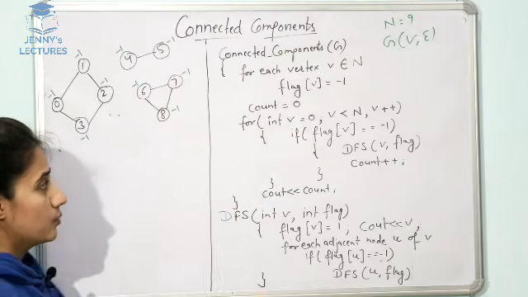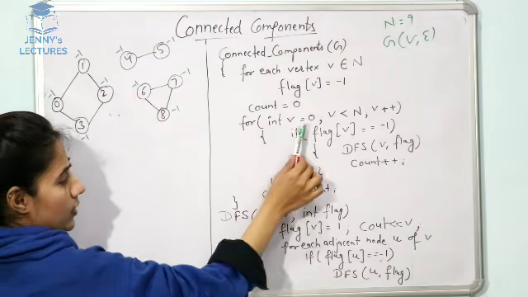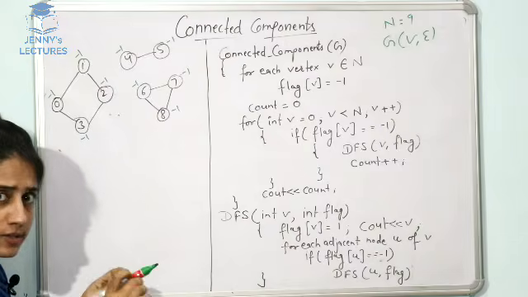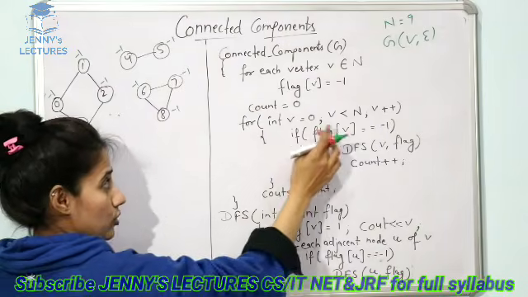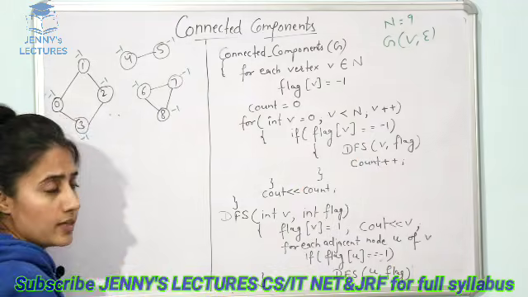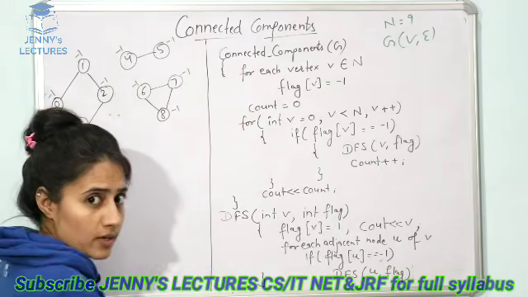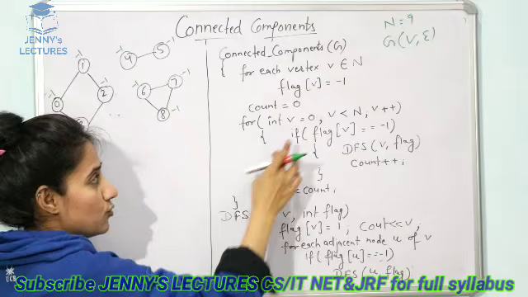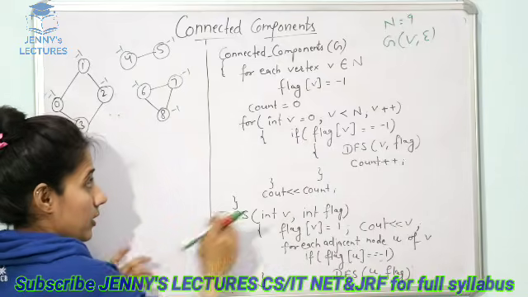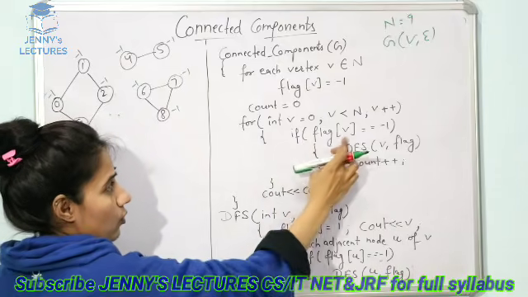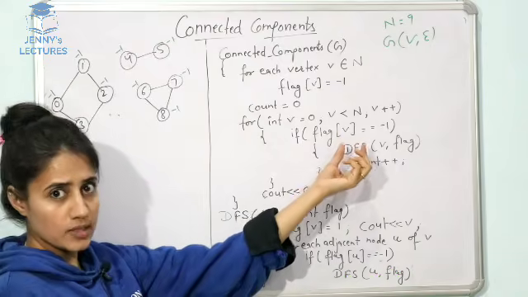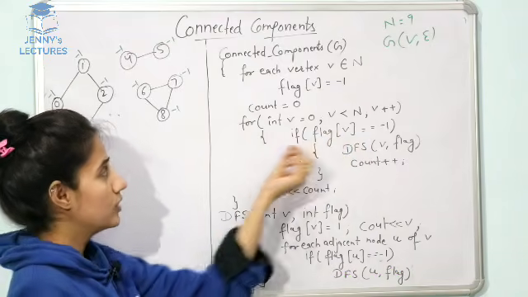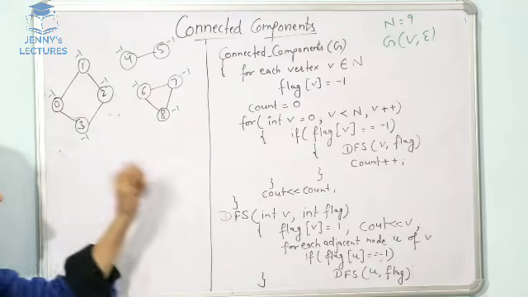Now, for int V equal to 0, we will start, let us suppose, from the 0th vertex. Starting, my V value is 0, V less than n. Yes, the n value is 9 and 0 is less than 9. If the condition is true, then we will enter this for loop. Now in the for loop, what is written? If flag of V is equal to -1. Yes, this condition is true, because flag of 0 is -1.